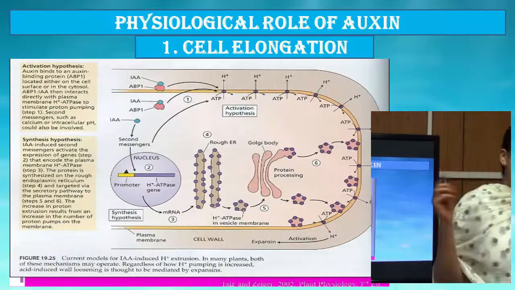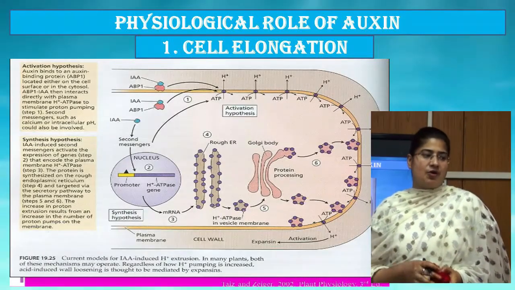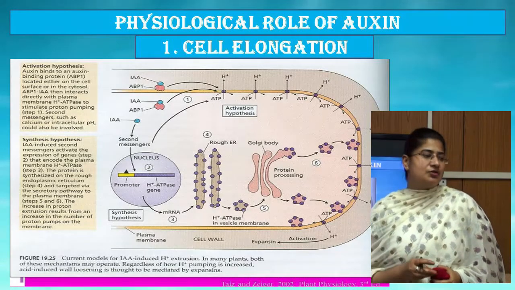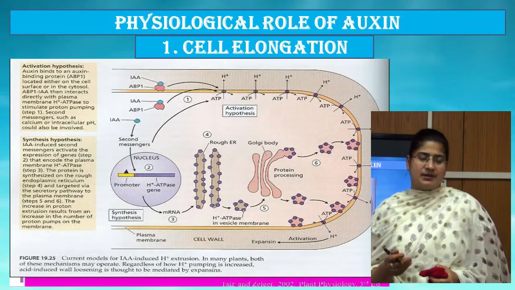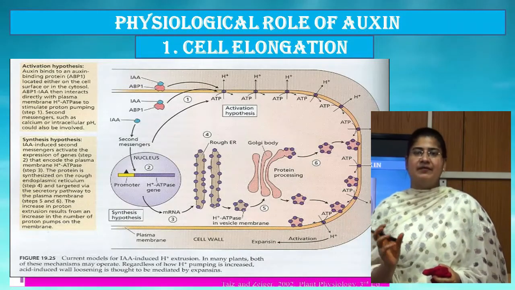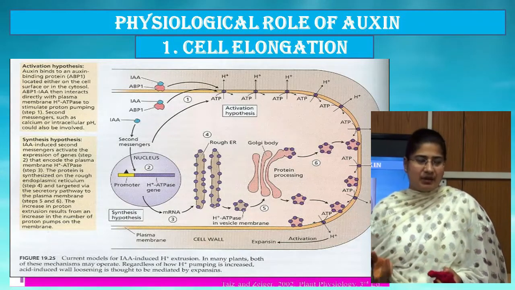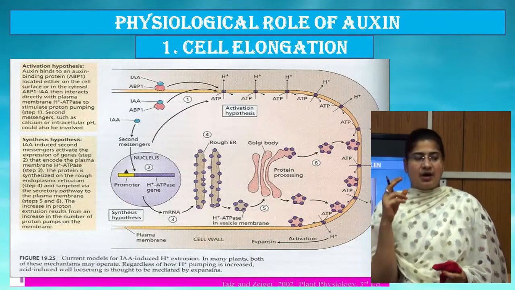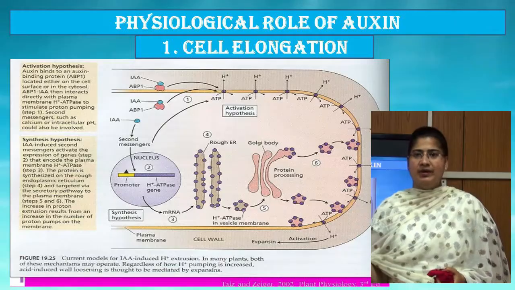Now coming to the physiological role of auxin, means what are the developmental effects of auxin in plants. So first of all, auxin is a plant growth hormone, means it will affect the growth. So how will it affect the growth? By cell elongation. Auxin affects the elongation of the cell. So how auxin affects the elongation of the cell, we will come to it.